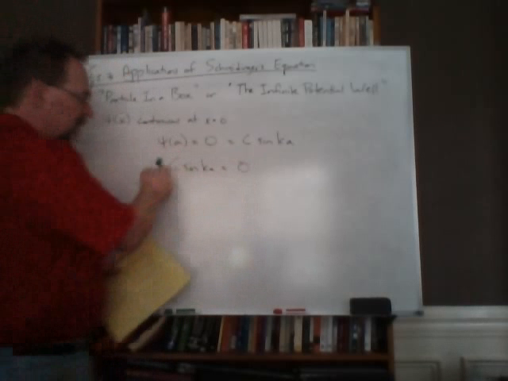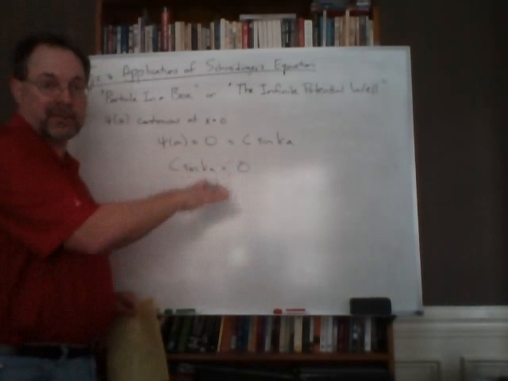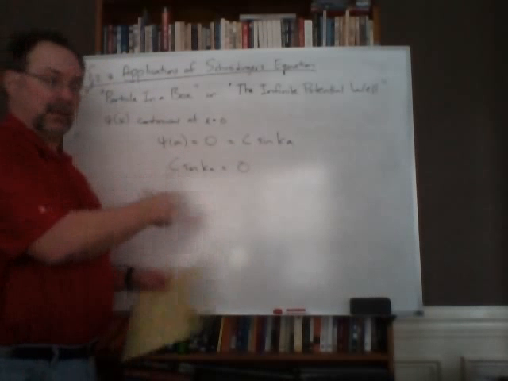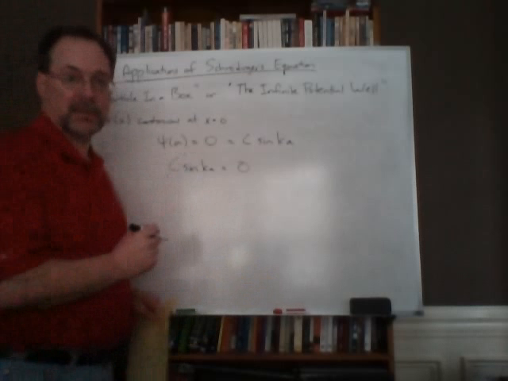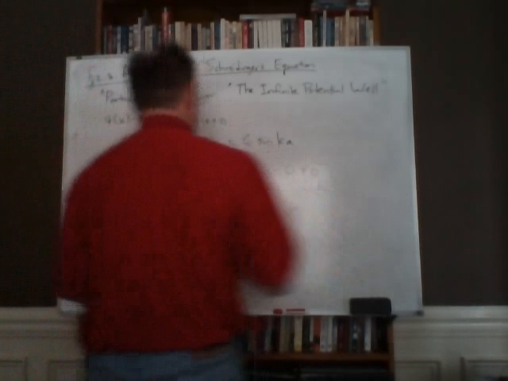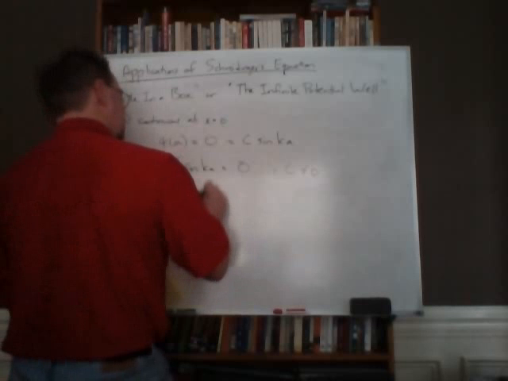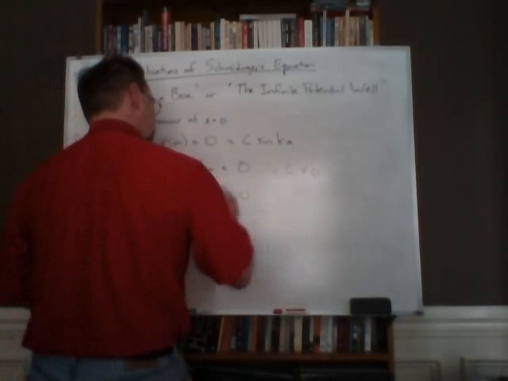Well, C cannot be 0, otherwise our wave function is 0 everywhere, and our particle doesn't exist anywhere. So we can divide through by C, because C is not 0. All right, this means that sine ka is equal to 0.